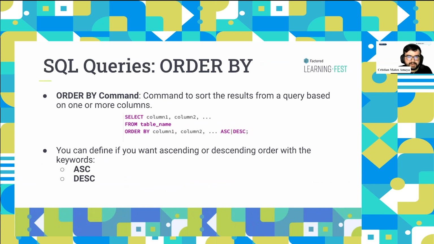We have now order by. This command helps us sort the results from a query based on one or more columns. You can define these as ascending or descending order using these keywords. So here is an example.